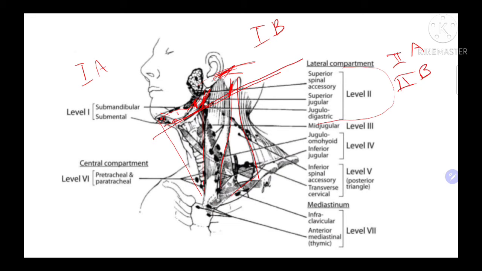Now we're going to have level 3, or middle internal jugular chain. Superiorly, we have the inferior border of the hyoid bone. So it means the inferior border of level 2 is the superior limit of level 3. Inferiorly, we have the inferior border of the cricoid cartilage. Anteriorly, we have the anterior border of the sternocleidomastoid muscle.